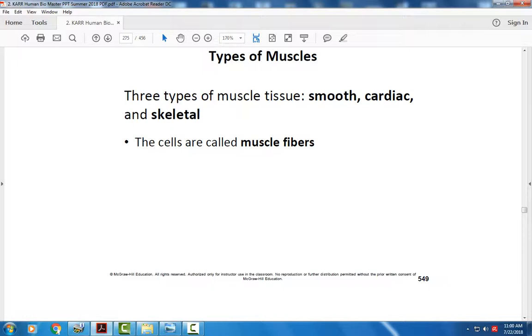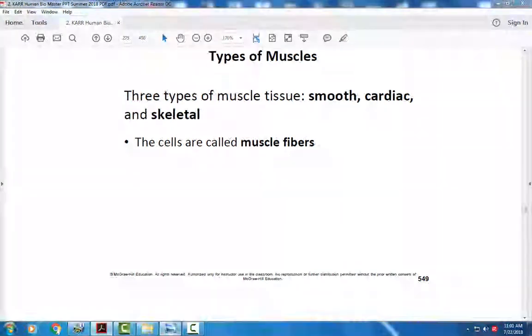Each individual cell within these muscle types is called a muscle fiber. And the reason why we call them a fiber is they're not a typical round cell. They're actually long and thin. They differ a little bit from one another. We'll look at that in the next slide here. But it's important to understand that a fiber is another name for a muscle cell.